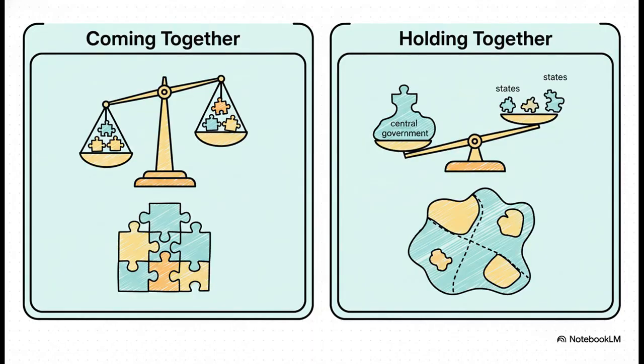So let's just pause and compare the two. In coming together federations, you have independent states joining as equal partners. But in holding together federations, you have a system of shared authority where the central government often tends to be more powerful than the states. This is done to maintain unity. Also, in this holding together model, some states might even be given special powers that others don't have.